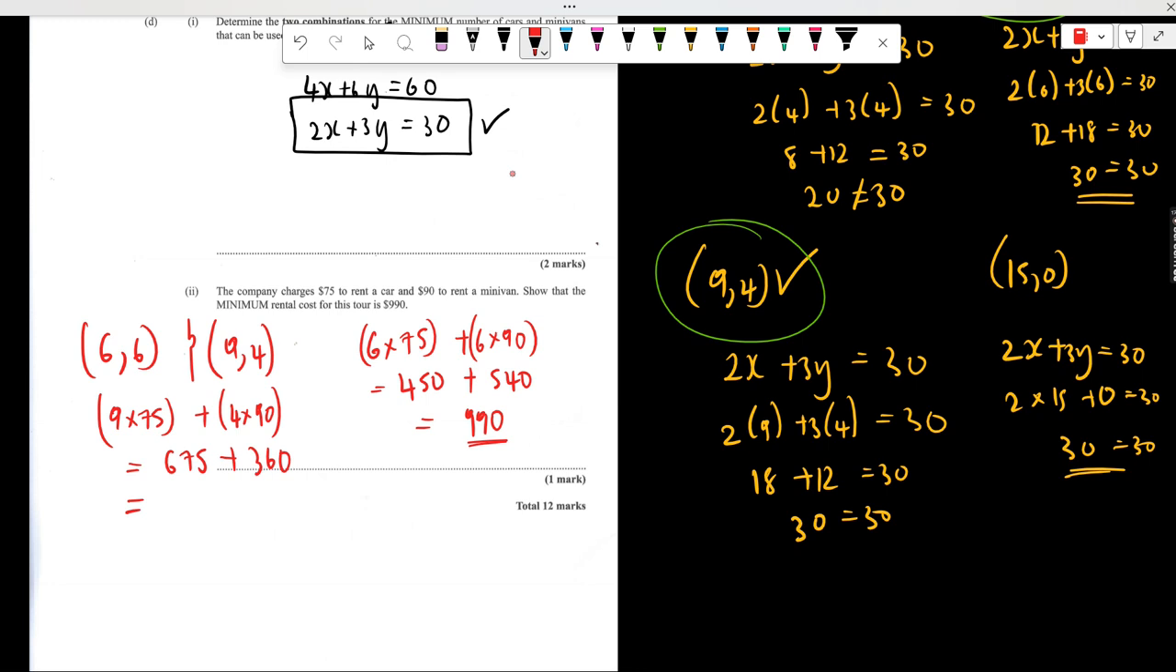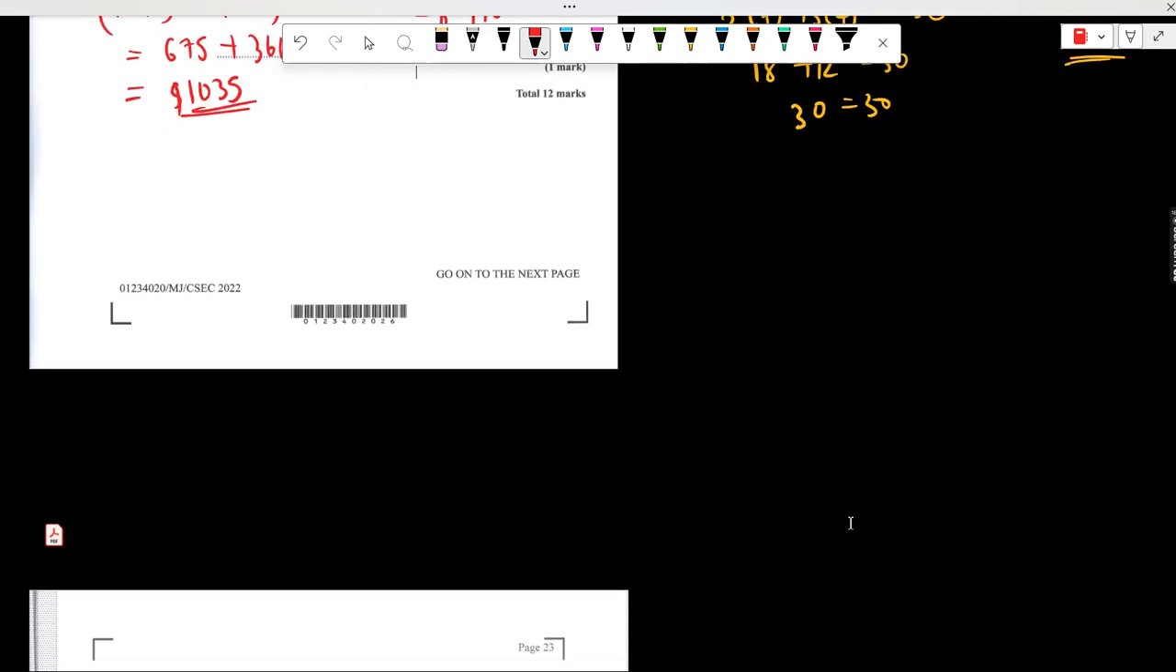That is actually going to be 960 plus 75, that's 1035. So of the two combinations, which are the minimum number of vehicles necessary, the minimum cost is 990, and that is when we use 6 minivans and 6 cars. All right? Is that clear? Yes, sir. Good.